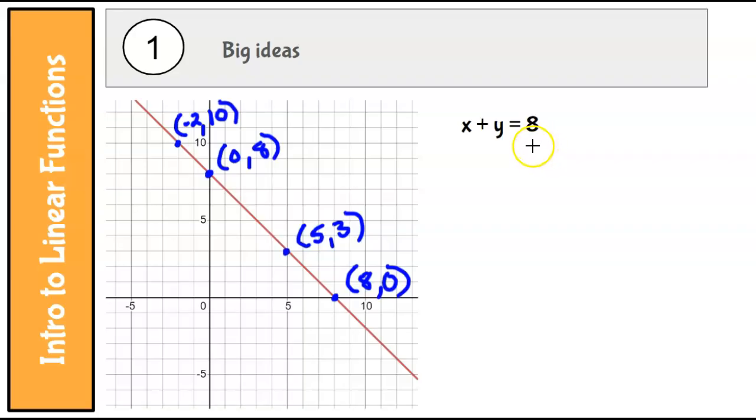Also, remember in functions we talked about how x is the input and y is the output. So if we're looking at this one right here, 1 is the button that we push on our machine, and 7 is what comes out of this machine. If we push the 5 button, 3 comes out. These two are in a relationship, and this rule defines the relationship between our x's and y's. We add our x's and y's together, we have to get 8. That's the definition of the relationship.